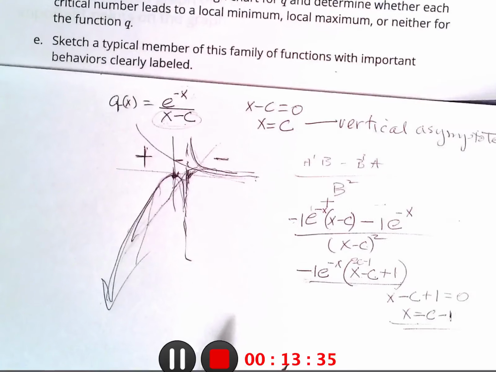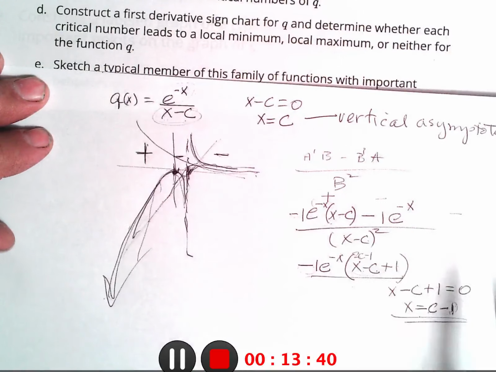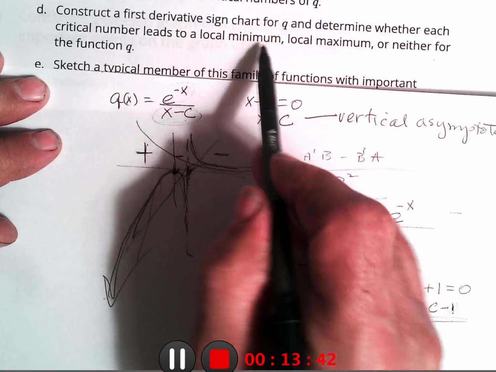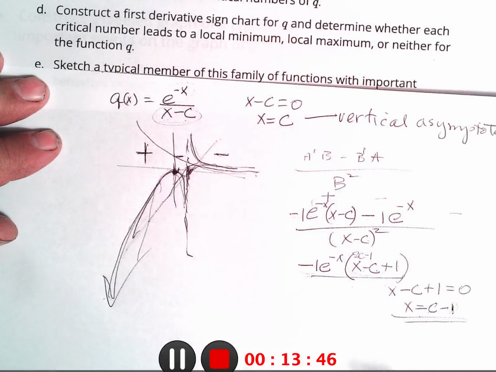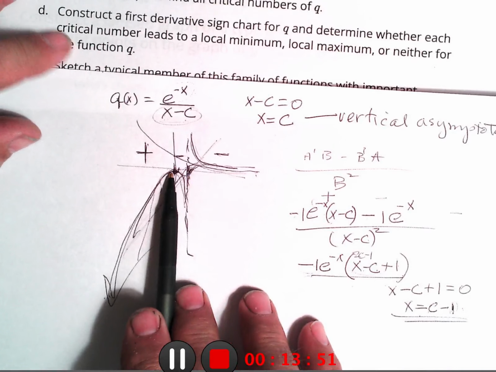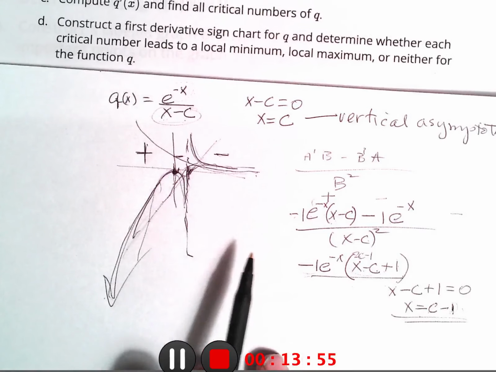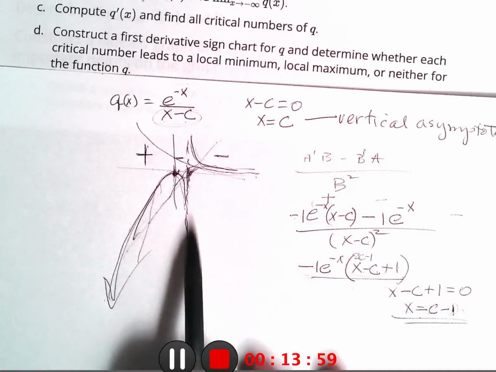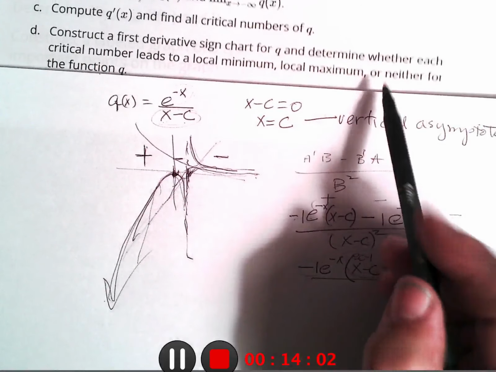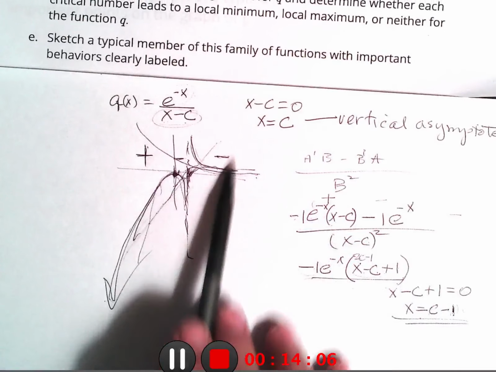And determine what it gives us. Well, it gives us a local maxima right there at c minus 1, 1 to the left of the vertical asymptote. And there's no minimum. This keeps going down here, and these both keep going down, so there's no local minimum and nothing else. And sketch a member of the family, and I did that. All right.